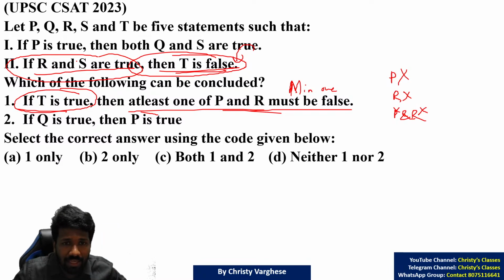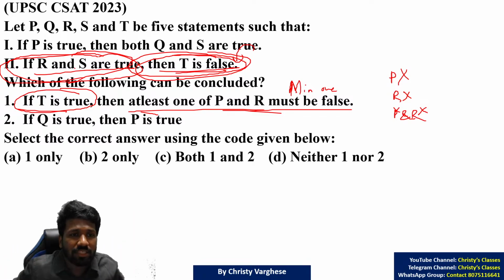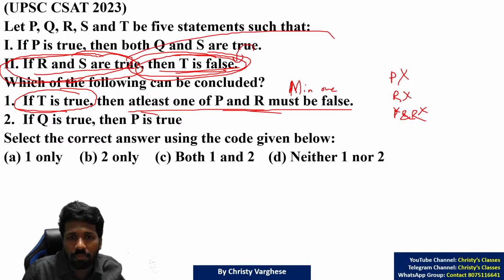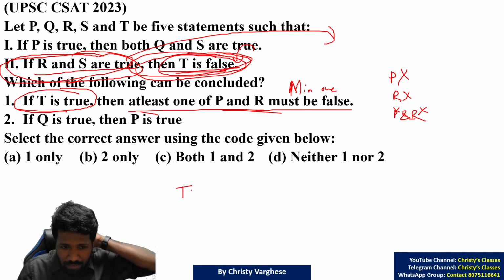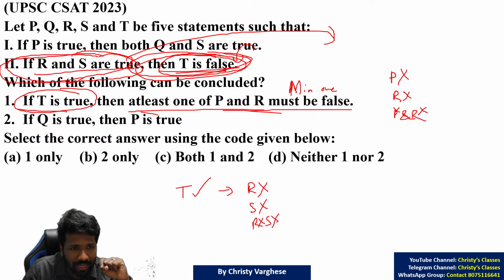In the same way here, if T is not false, both R and S being true is not true. Both R and S being true is not true means at least one of R and S should be false. I am writing the contrapositive of this. If T is true, then either R is false or S is false or both R and S are false. Are you understanding this? Because if T is false, R and S are true. If T is true, R and S being true is impossible.